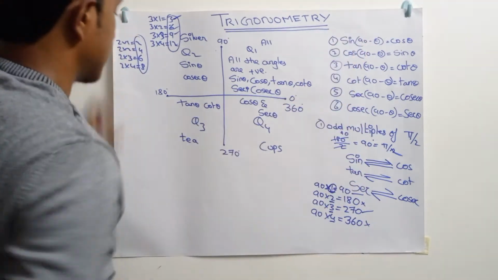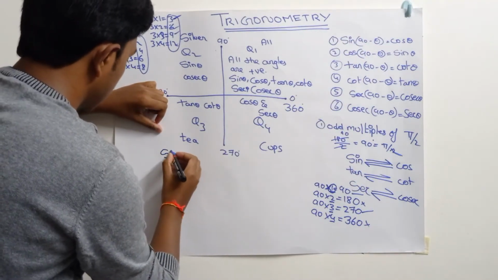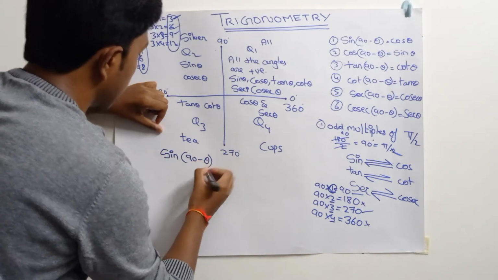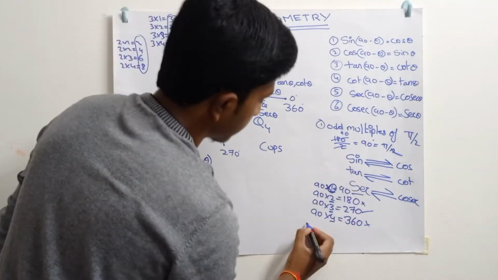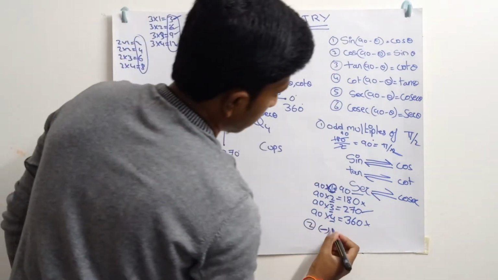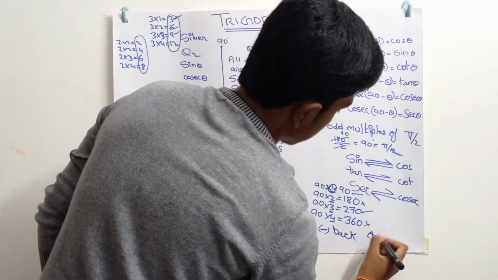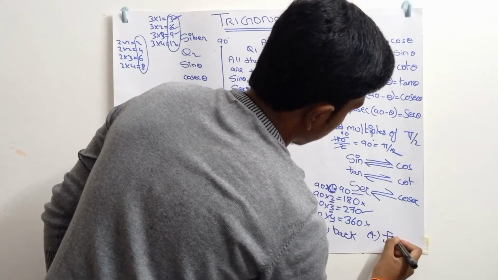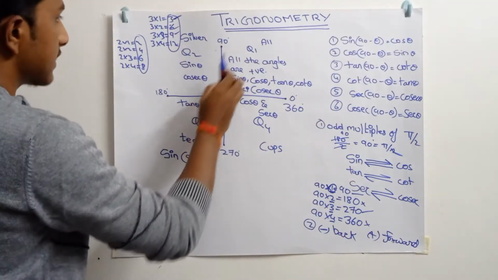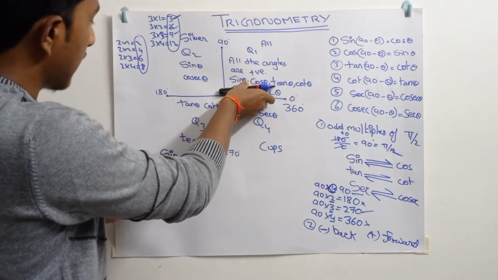First, we'll try this. Sine 90 minus theta. And this is the first one. Second one: minus means we go backward, plus means we move forward. From 90 it is 90 minus. 90 minus means first quadrant, 90 minus theta.